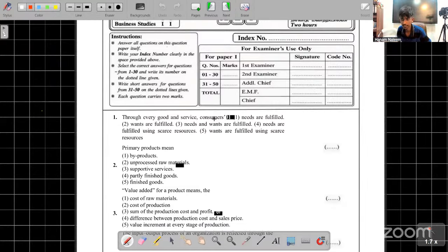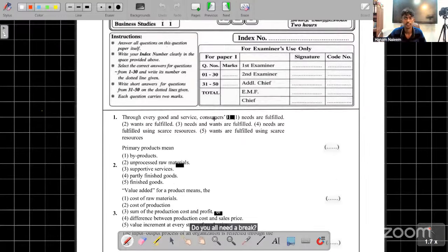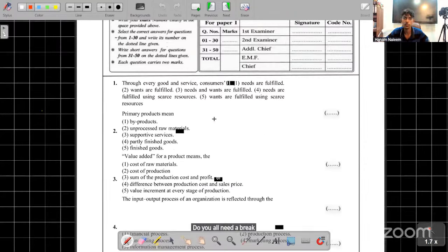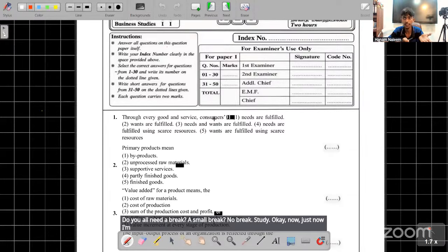Do you all need a break? A small break? No break. Study. Okay. Now, just now I motivated you before, like 2 hours. Only 5 months left for the exam. Study.